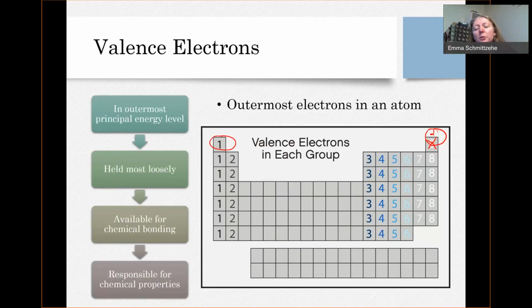Now, for all those others, the transition metals and the inner transition metals that aren't labeled here, the valence electron situation is a little more complicated. In a general sense, when you're just talking about the very basics, we usually say they all just have 2, but it is more complicated than that. So you need to focus on main group elements because that's where you'd always start when you're talking about bonding.